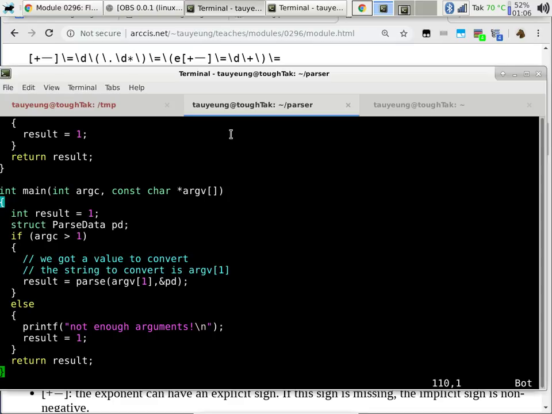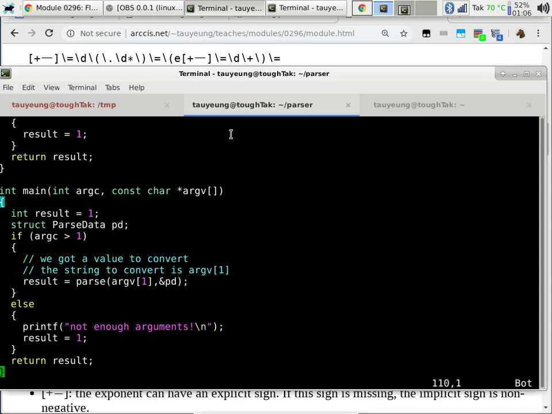Is that okay? Now, result is a local variable. It is initialized to 1. And it's going to be returned here. This is a convention also used by at least Linux and Unix. When an executable returns a code of 0, it means everything was okay. Execution terminated normally.